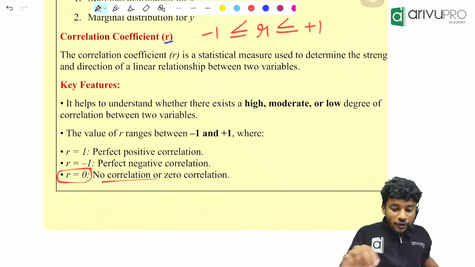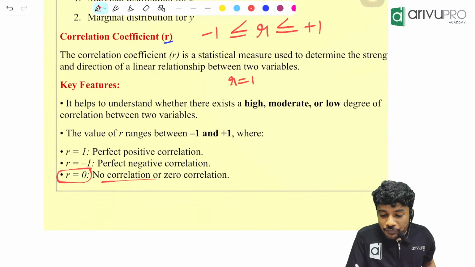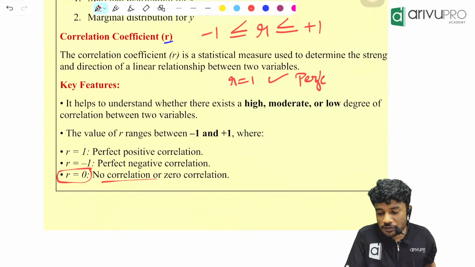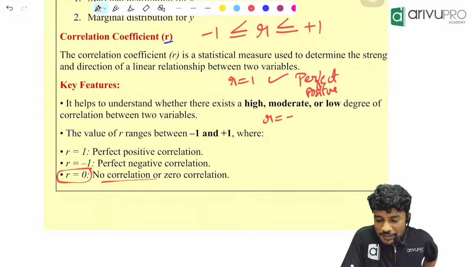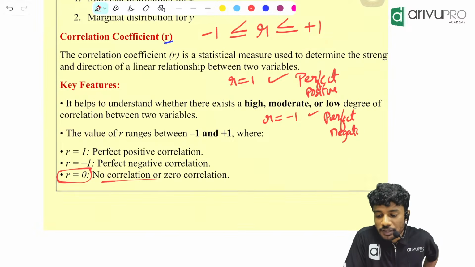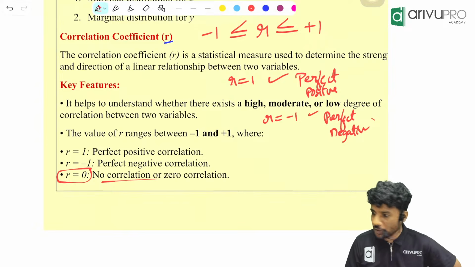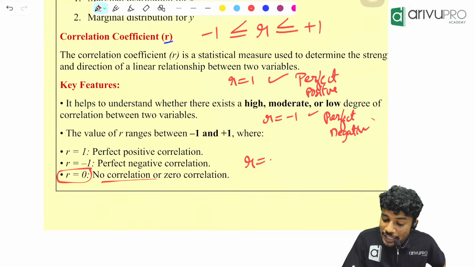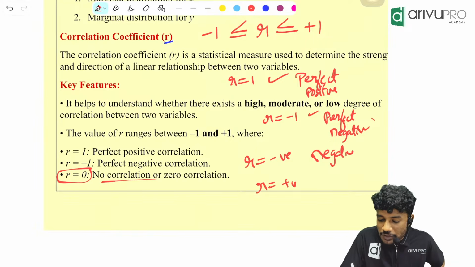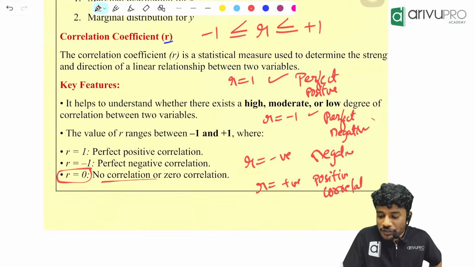Now, whenever R is equal to 1, we will call it perfect positive. Whenever R is equal to 1, we call that correlation what, people? Perfect positive. Whenever R is equal to -1, we will call it what, people? Perfect negative correlation. That is important. R is equal to 1 means perfect positive. R is equal to -1 means perfect negative. Then whenever our R value is negative, it is a negative correlation. Whenever our R value is a positive value, it is called what, people? Positive correlation.